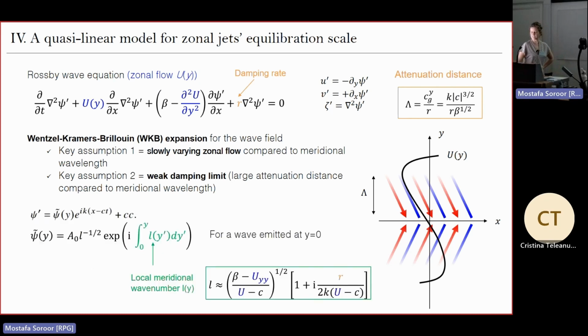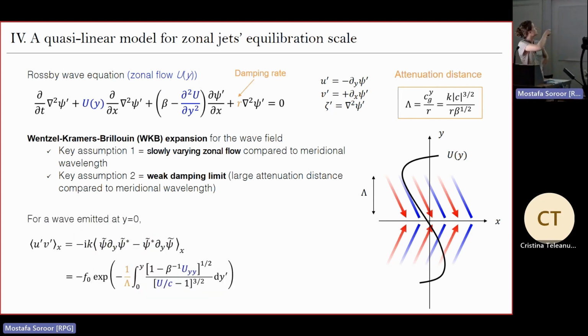And from the stream function expression, you can derive the Reynolds stresses expression, and you obtain the following expressions. The Reynolds stresses are some amplitude times a decaying exponential, which decays over a typical distance, which is the attenuation distance. But this attenuation distance is modified by these feedback effects of the zonal flow.